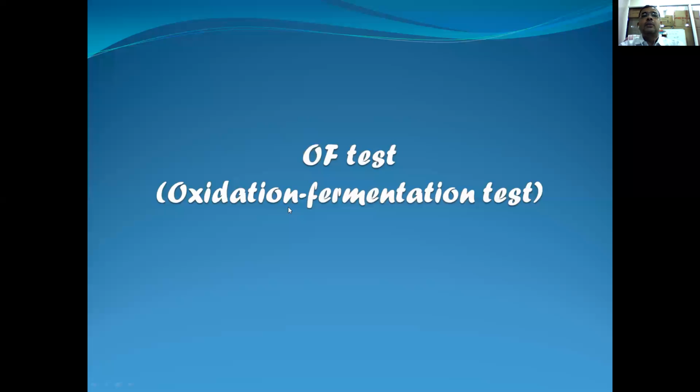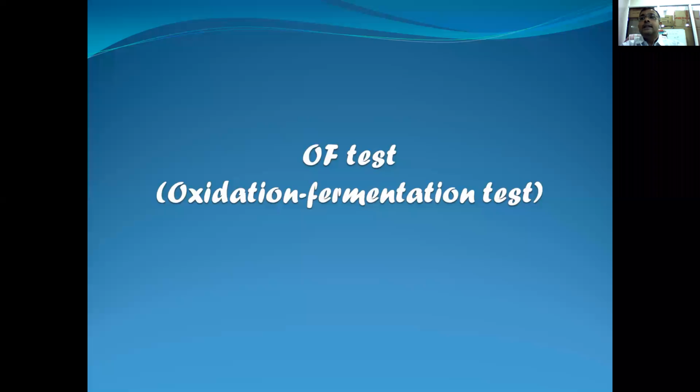OF is the abbreviation of oxidation and fermentation. If you recall the metabolism of bacteria, it is broadly divided into oxidative metabolism and fermentative metabolism. Oxidative metabolism means metabolism which relies on the presence of oxygen. They require oxygen for performing that particular metabolism. In contrast to oxidation, fermentation is a type of metabolism where the presence of oxygen is not required. The entire metabolism is performed in the absence of oxygen, and that is known as fermentative metabolism.